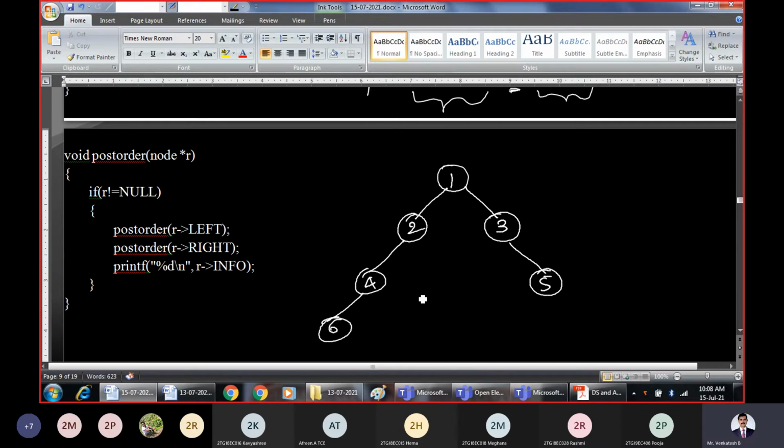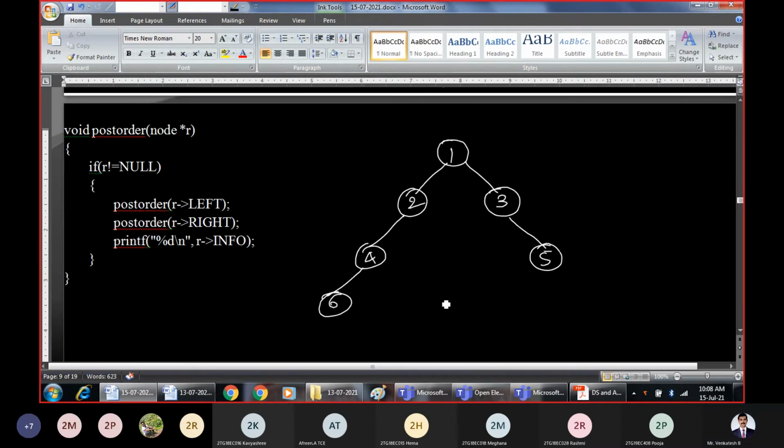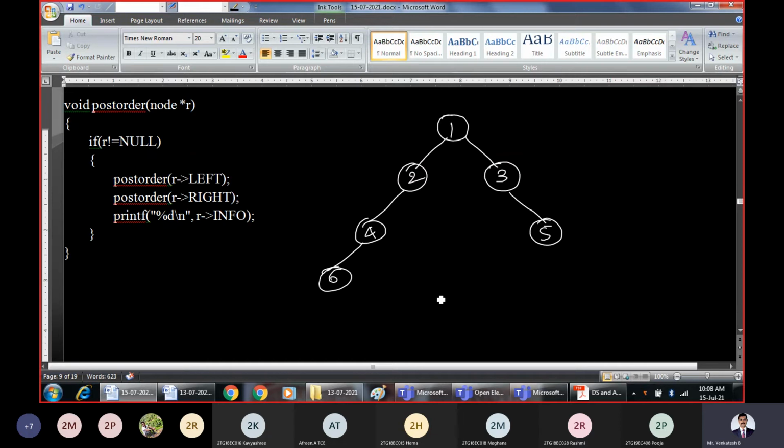Right. This is the tree that we have. Now we have to write the post order traversal for this. We know the definition of post order traversal. It says first you have to go to the entire left subtree, then you have to process the entire right subtree, then you have to process the root node.